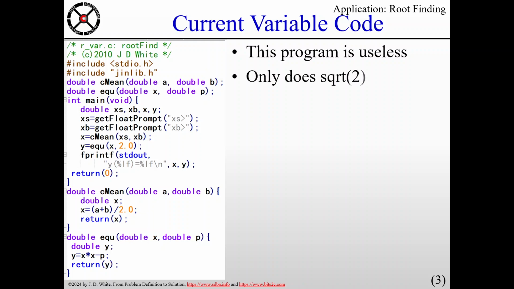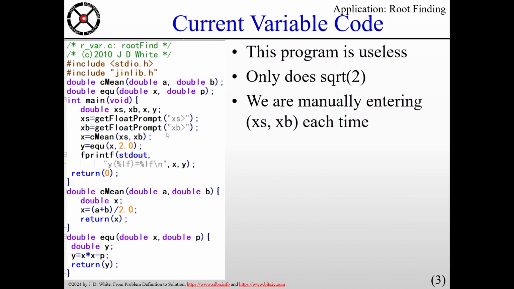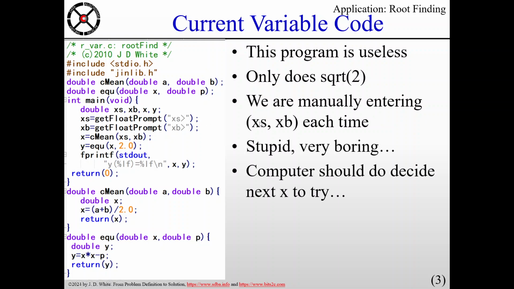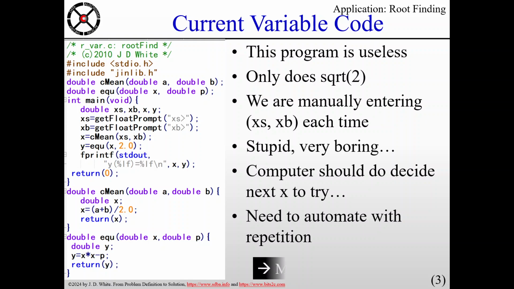This is really stupid and boring. The computer should be deciding what to try next. So we need to automate with repetition. And so basically now we're going to be making this. The key thing first is to modify the UML.